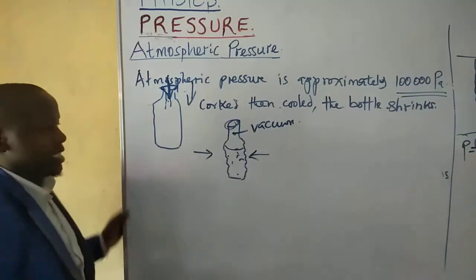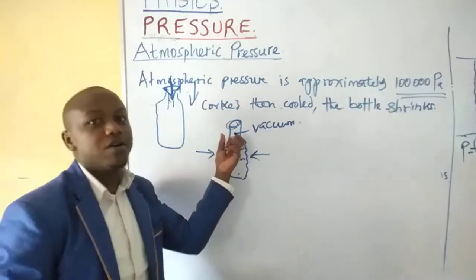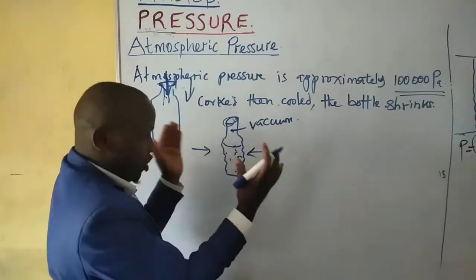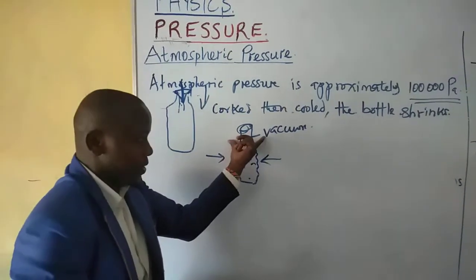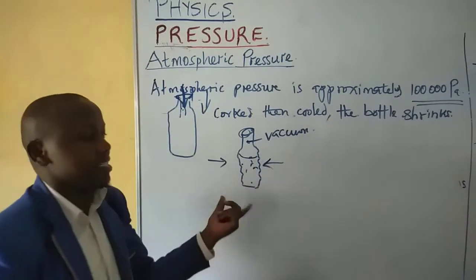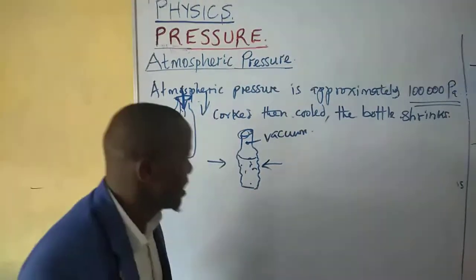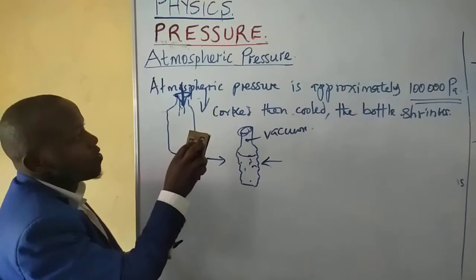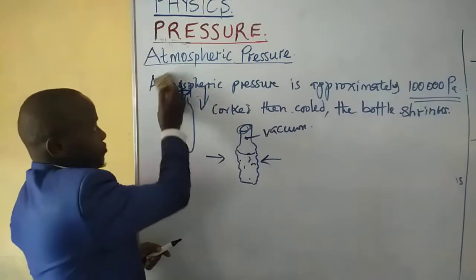Now, when the vacuum is left, it means pressure goes down inside the bottle, and the atmospheric pressure outside is the one which pushes the bottle from both sides. And you find that by doing such, the bottle is found to have shrunk. Therefore we say that really there is an external force acting on the bottle, and that external influence is what we are calling atmospheric pressure.